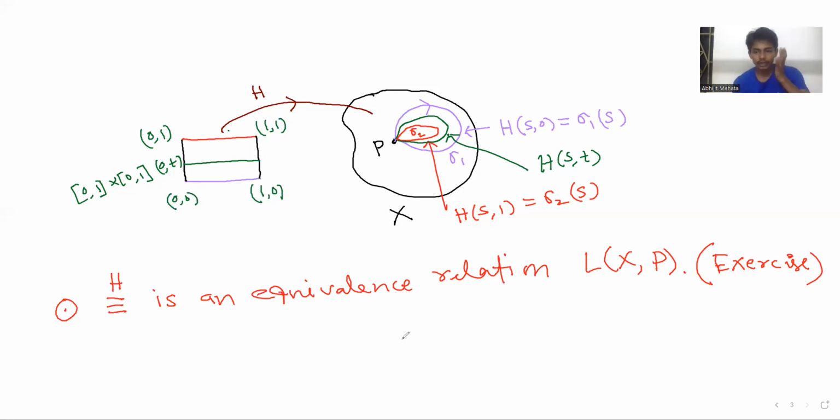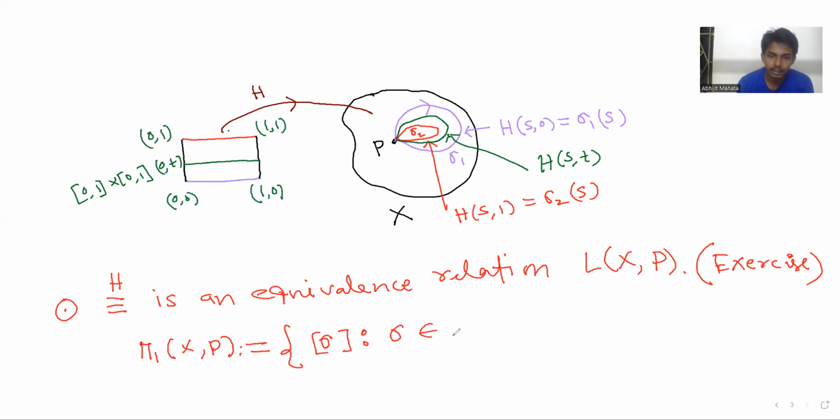So now we move to the group structure. Now I am denoting the collection of all equivalence classes of loops sigma, such that sigma is a loop in X at P. We are considering that two loops are equal in this set if they are homotopic, right? So now we are going to define a binary operation on this collection.